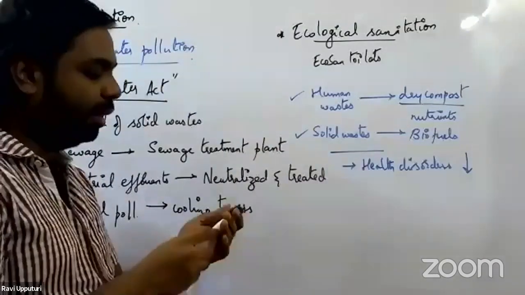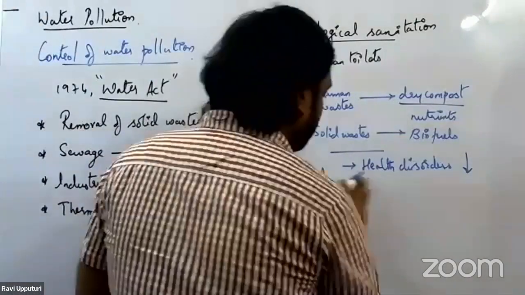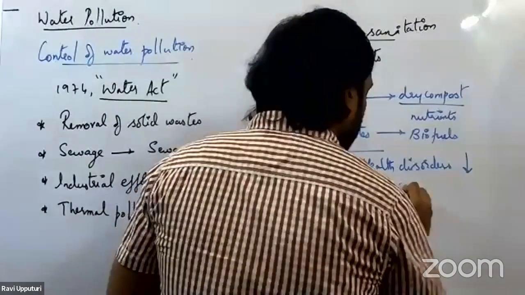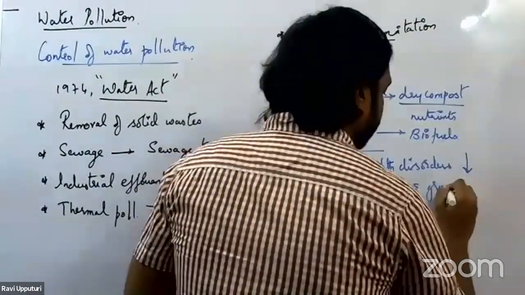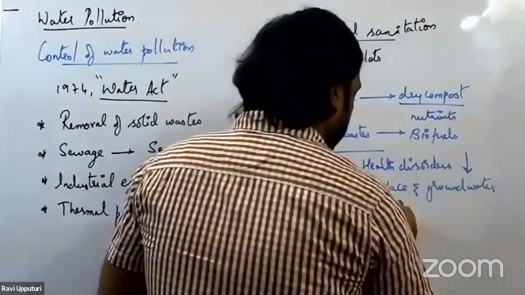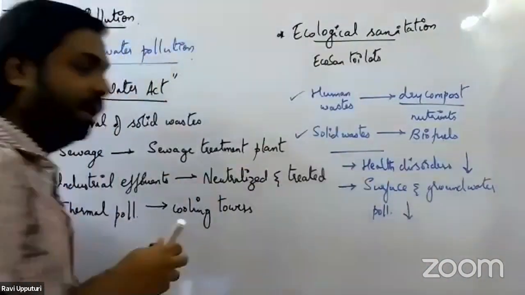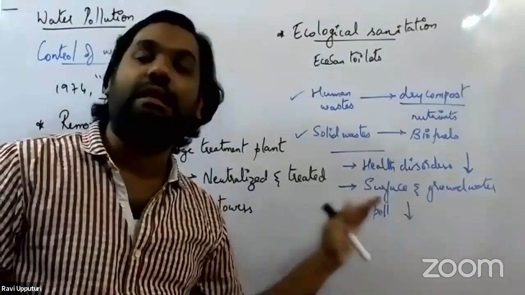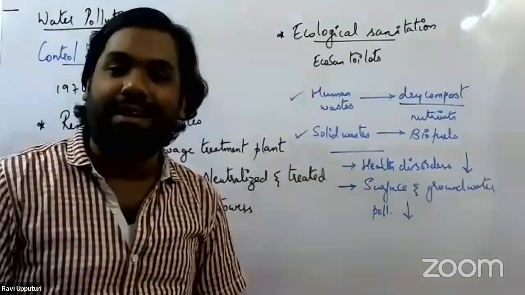The second advantage from using this ecological sanitation process is that the surface and the groundwater pollution could be drastically reduced. Right? The surface water as well as the groundwater pollution could be drastically reduced by using this process.